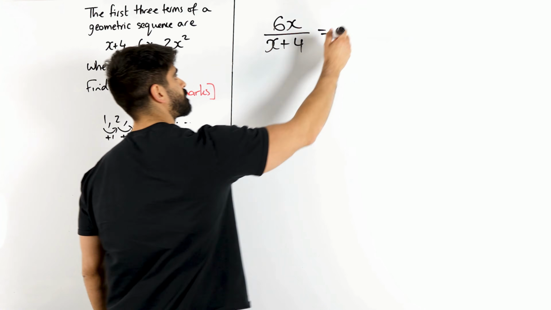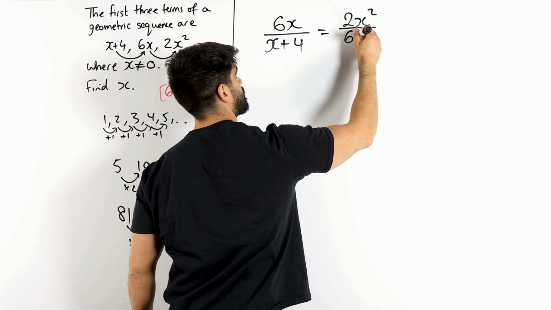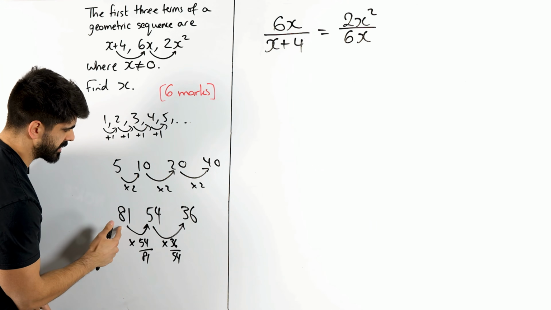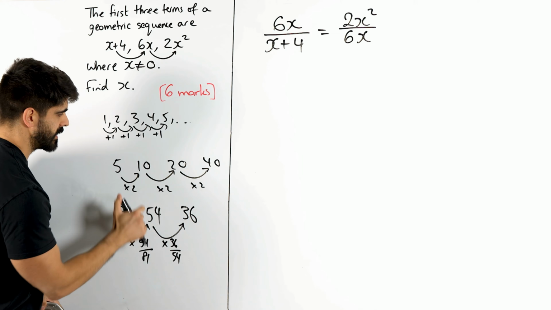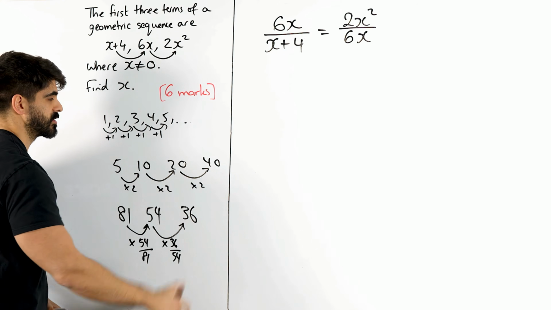2x squared divided by 6x. Okay? This divided by this is the same as this divided by this. These two both give you 2/3. 10 divided by 5 is 2. 20 divided by 10 is 2. 40 divided by 20 is 2.